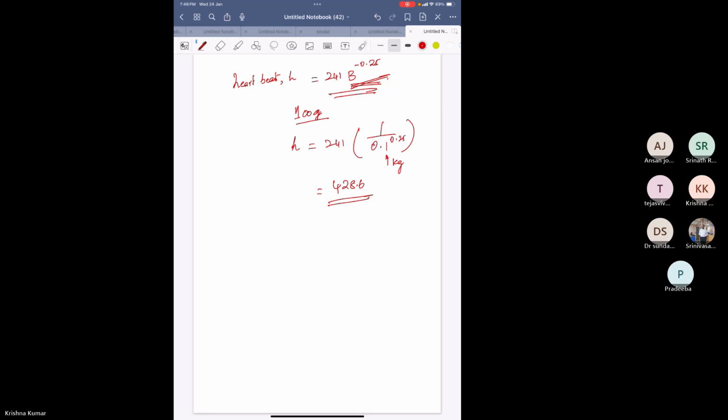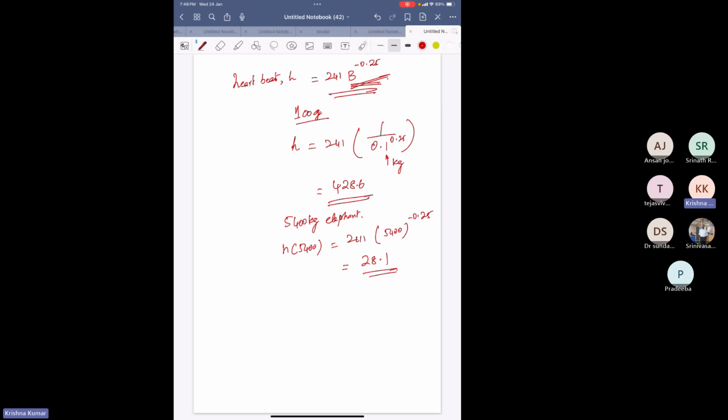Okay. Let's look at an elephant. About 5,400 kg elephant. Substitute that: 241 into 5,400 whole power minus 0.25. If you have a calculator, you can calculate. That happens to be 28.1. So 28.1 beats per minute.